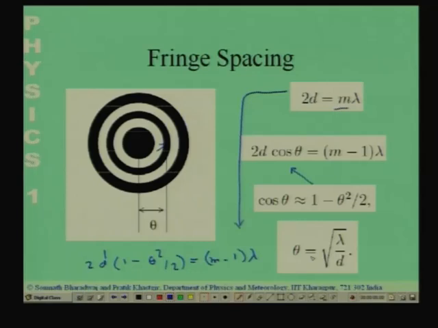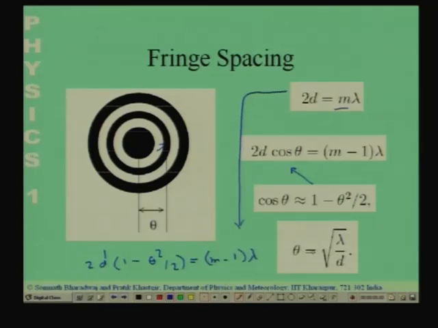So, the larger the difference in the lengths of the two arms, the closer the fringes are going to get. The fringe pattern is going to shrink, the fringes are going to be closer and closer. And if you make the two arms nearly equal, the spacing between the fringes is going to increase.